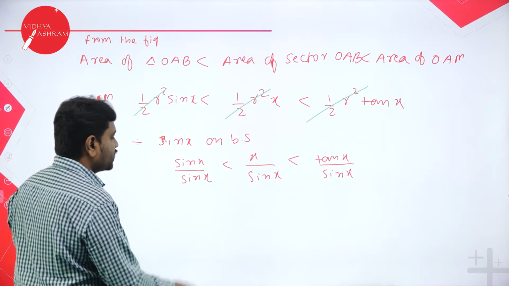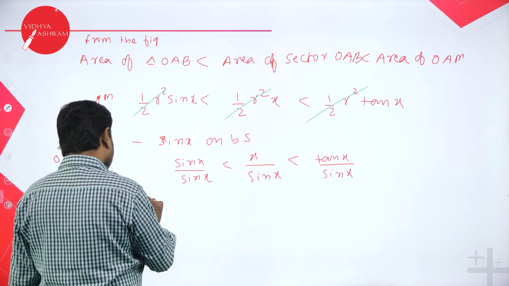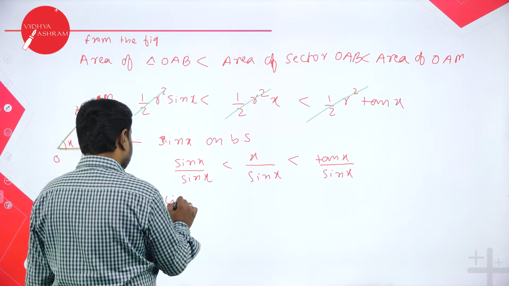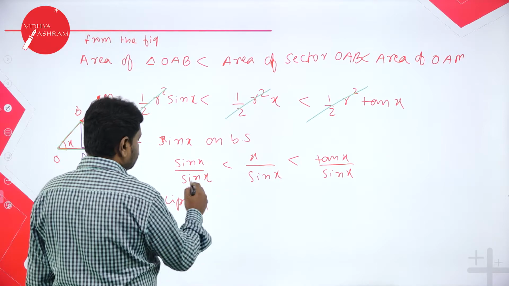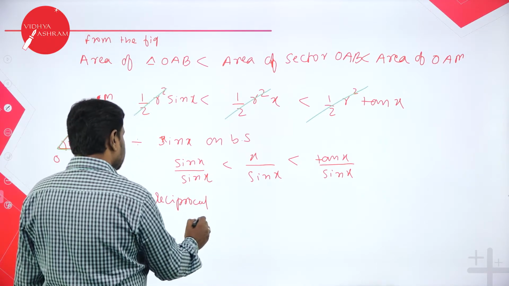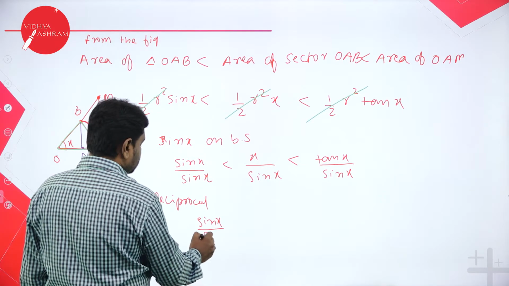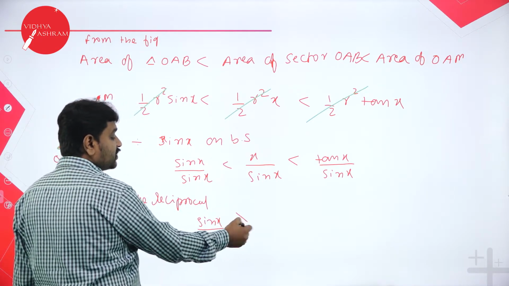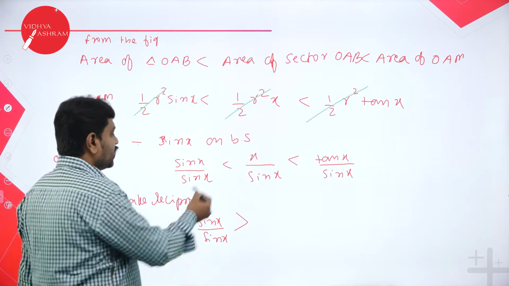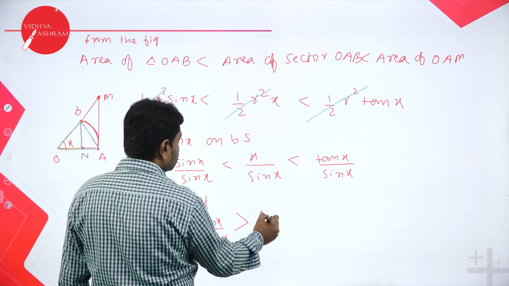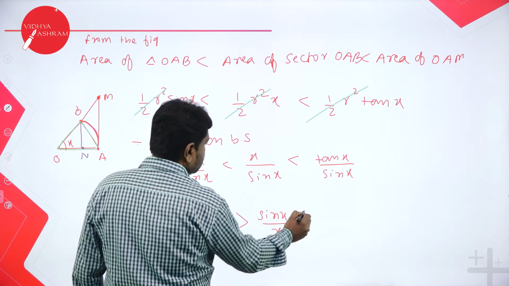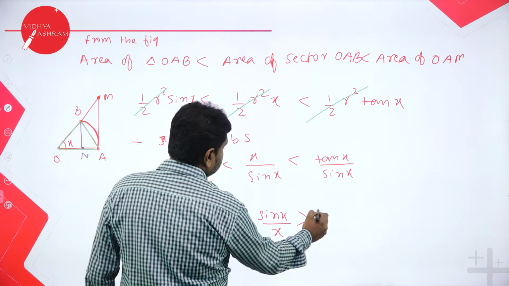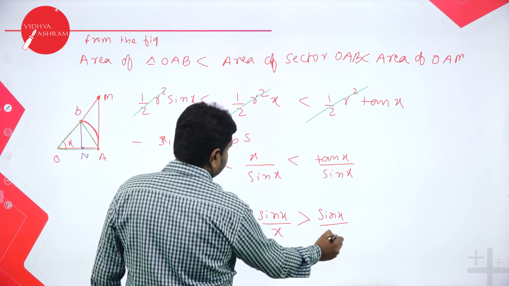Further, take reciprocal. So this is sin x by x only, and sin x by sin x if you take reciprocal, it is the same. But when you take reciprocal, less than becomes greater than. In inequalities I taught you, less than becomes greater than, it will reverse. So sin x by x will become greater than sin x by tan x.